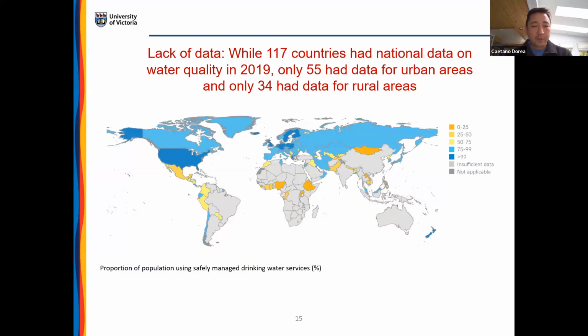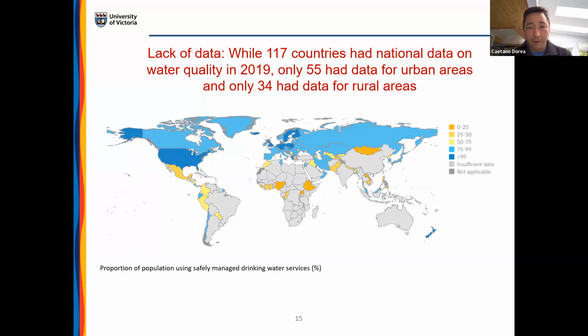So where we are in terms of data, this is from 2019. Maybe this has changed a little bit with the last surveys that were done, but only 117 countries had national data on water quality. So when you look there, there's some big players missing. You would maybe expect Australia, China, Brazil to be in there. So there's a lot of big countries that don't have this data.